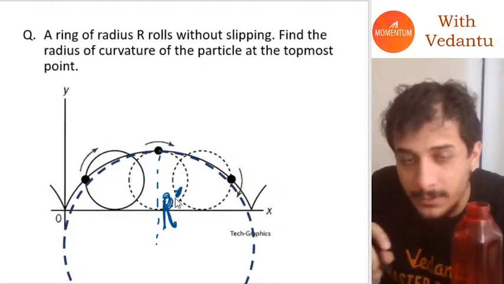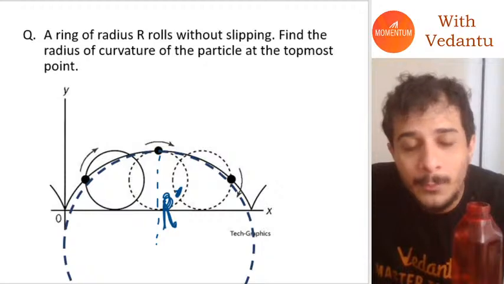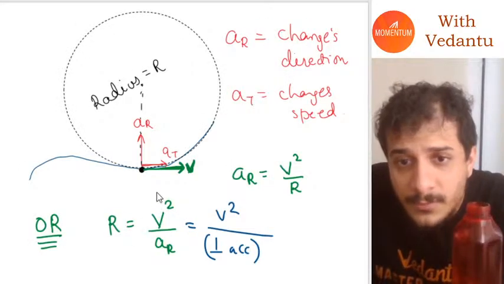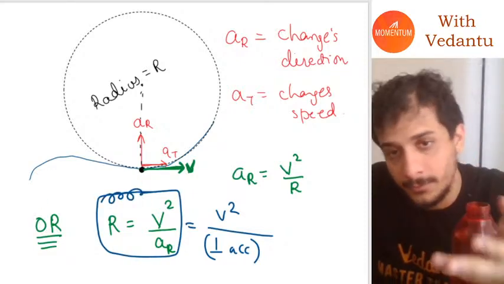Akash Dev, no, the answer is not 2r. Okay, so now how do we calculate this, guys? Once again, we will just use this formula only: R is equal to v square by AR. Okay, let's try to use this.